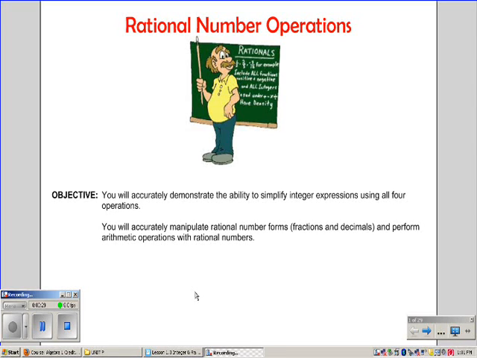So our objectives today are that you will accurately demonstrate the ability to simplify or evaluate integer expressions using all four operations, meaning that you'll be multiplying, dividing, adding, and subtracting. You'll also accurately manipulate rational number forms, going between fractions and decimals, and perform arithmetic operations with rational numbers.